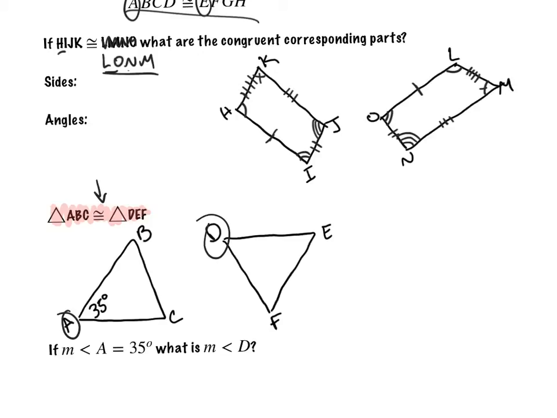Yeah, right? They're both kind of that first position, so A and D correspond. So D has to be what then if it's congruent? 35. All right, simple as that.